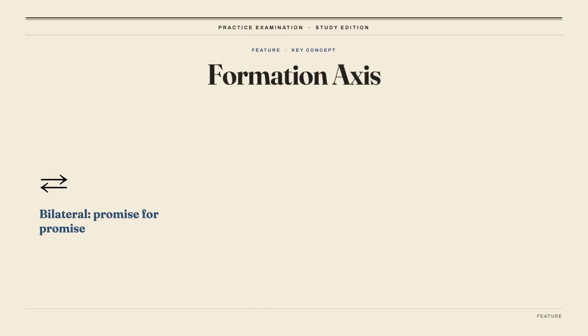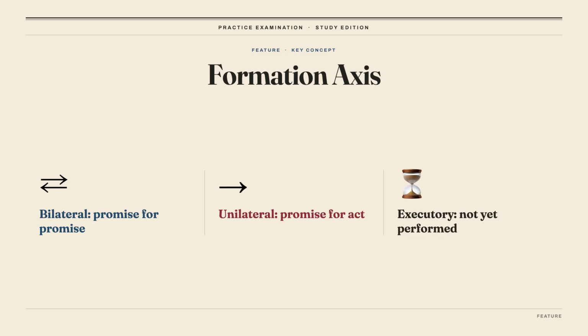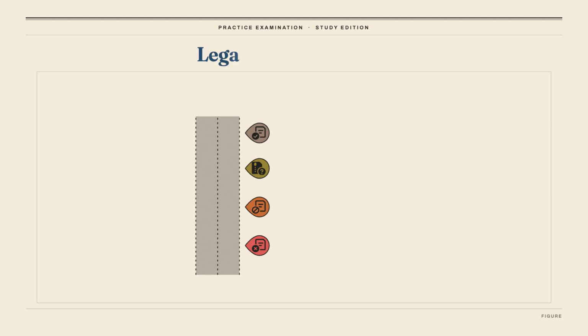A bilateral contract forms when both sides exchange promises and both are bound immediately, like a listing agreement. A unilateral contract forms when a promise is exchanged for an act, like an option, where only the offerer is bound. Executory simply means performance hasn't happened yet, regardless of how the deal was formed.